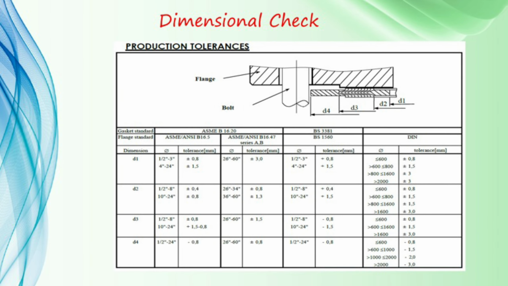Now in this slide, in the dimension check parameter, I have specifically provided a general tolerance chart which is used during production, because the production team has to refer to some tolerances. These are comparison charts as per ASME B16.20, BS 3381 and DIN standard. So this comparison chart can be referred to during inspections for ease of inspection. However, the QC inspector has to ensure the relevant standard or project specification is used for the inspection.